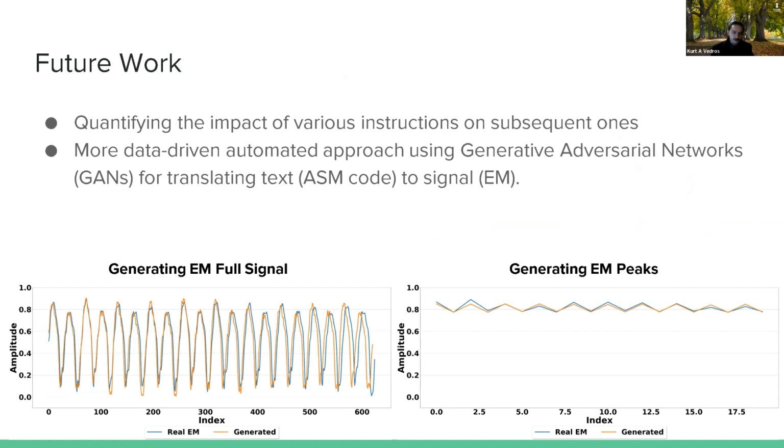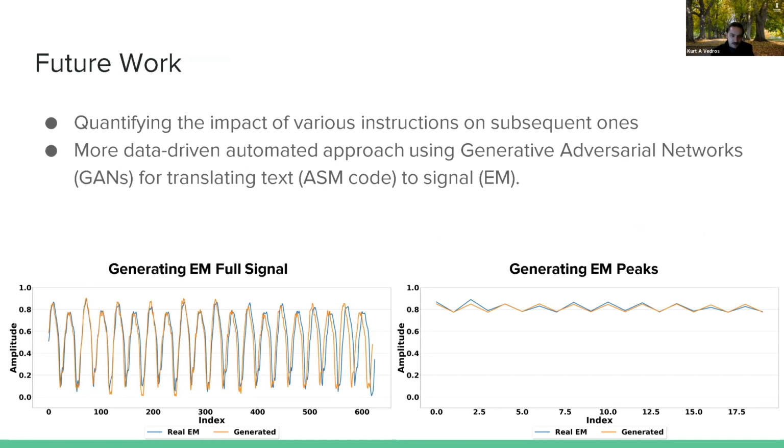As a final note for our future work, we intend to conduct a large-scale study for quantifying the impacts of different types of instructions on the subsequent ones. Furthermore, we are looking into a more data-driven automated approach for signal generation by relying on more sophisticated methods such as generative adversarial networks or GANs for translating assembly code to electromagnetic signals.